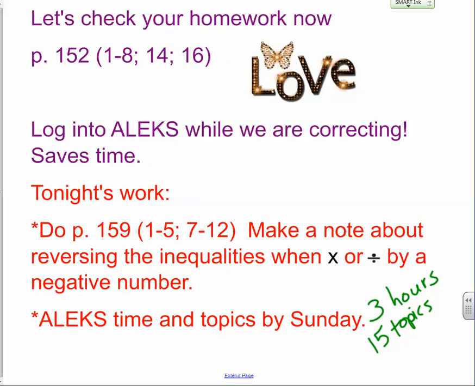So we checked your homework, and then you have some practice to do tonight. And by Sunday night, 3 hours and 15 topics on ALEKS, unless you've finished your orange and green sections of your pie, and then you just need a total of 7 to 8 topics for this week. And remember, you do have a quiz on Monday on lessons 3.4 and 3.5. Not on inequalities, just on ax plus b equals c.